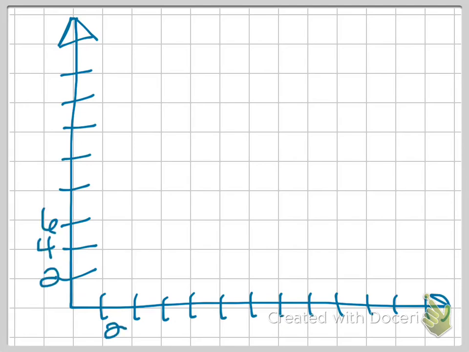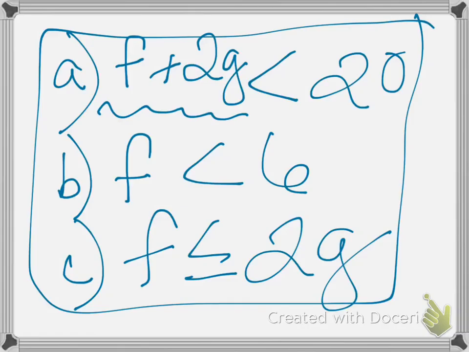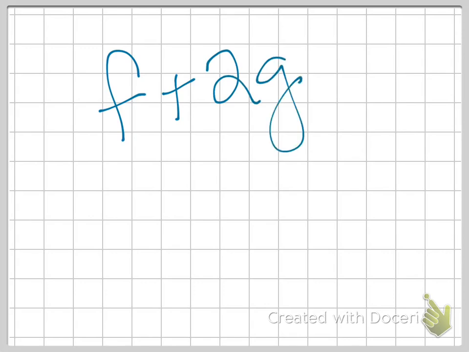All right, so the first equation says that we have F plus 2G is less than 20. We're going to have to get that solved for G. The reason that we're going to solve that for G is because G means what? Y. Okay, so F is pretending to be X and G is pretending to be Y. What now? Yeah, C, we're just going to leave that one alone.